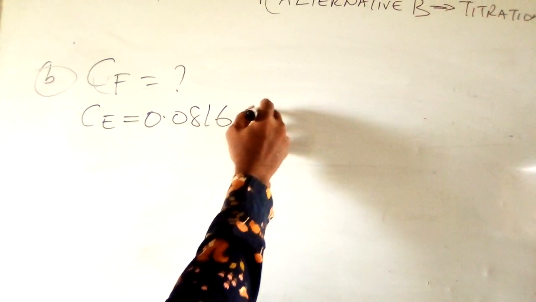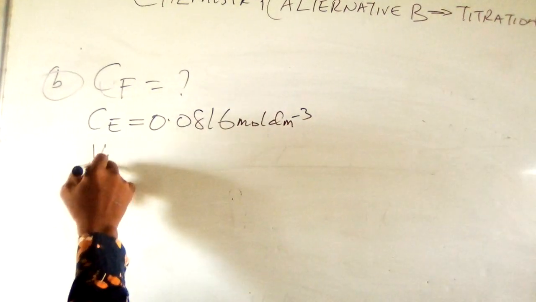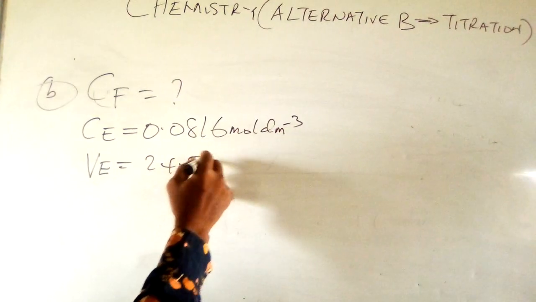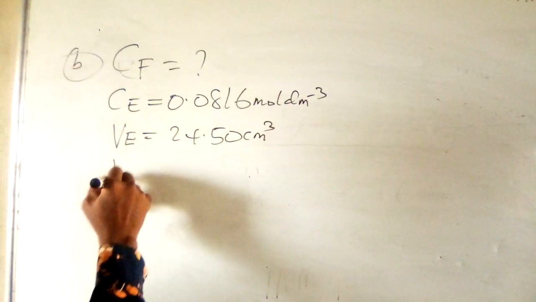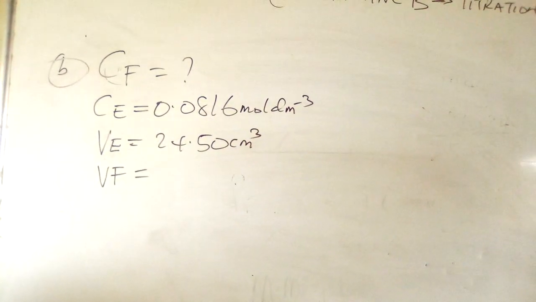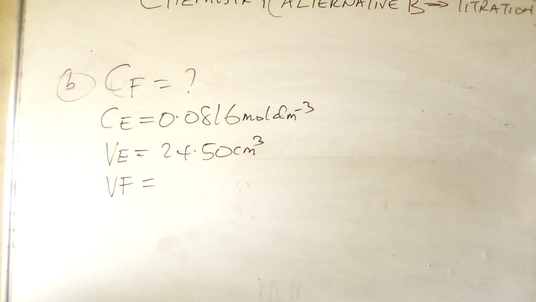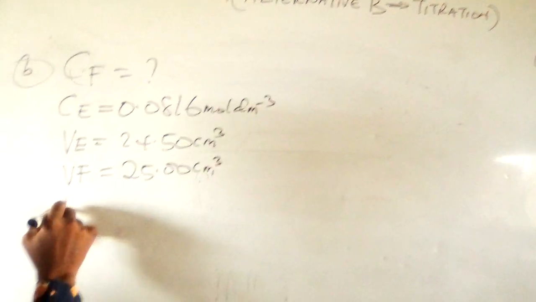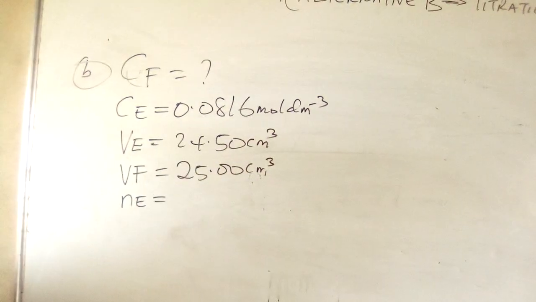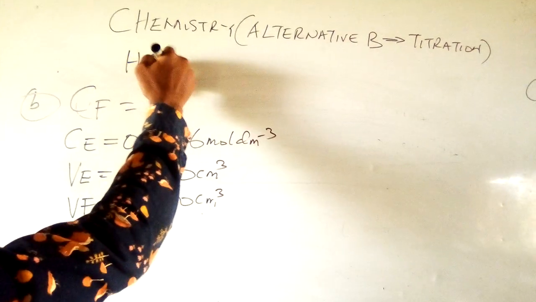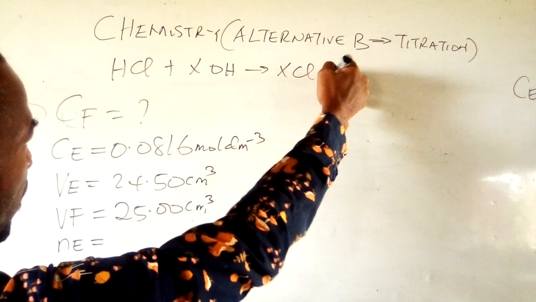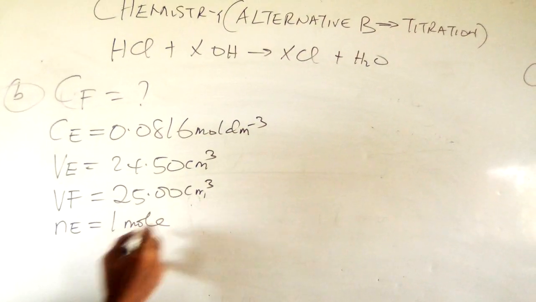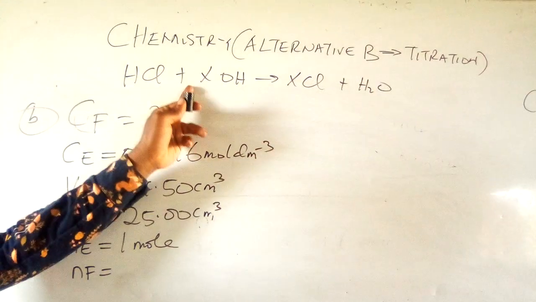0.0816 mole per dm³. Then our VE is the average titre that we obtain from the table as 24.50 cm³. Our VF is the volume of the base, and the base was pipetted using a pipette of what volume? 25 cm³. We have 25.00 cm³. Then NE, standing for the number of moles of acid in the balanced equation. The equation is still HCl plus SOH, giving us SCl plus water. So the acid number of moles is 1 here. We have 1 mole of the acid. NF stands for the number of moles of the base, also 1 mole of the base.